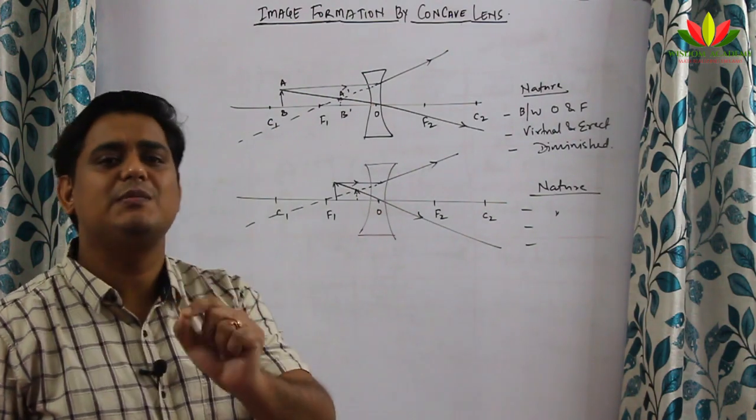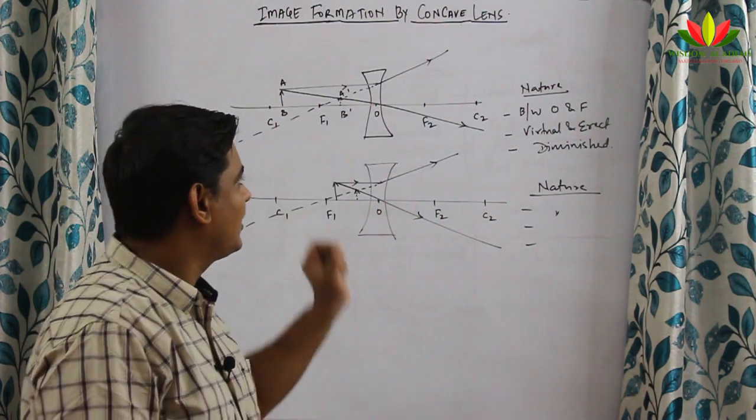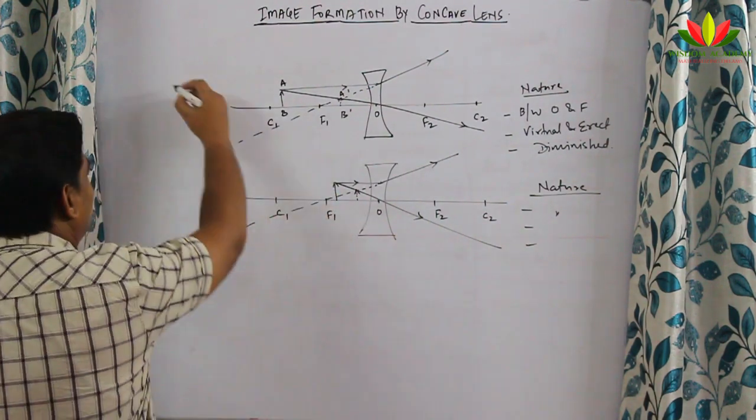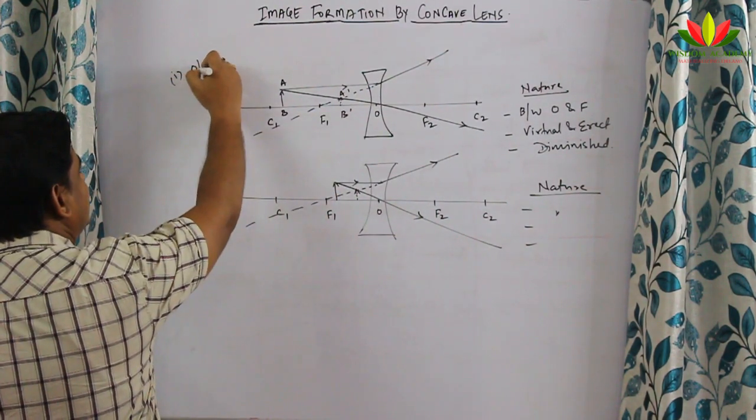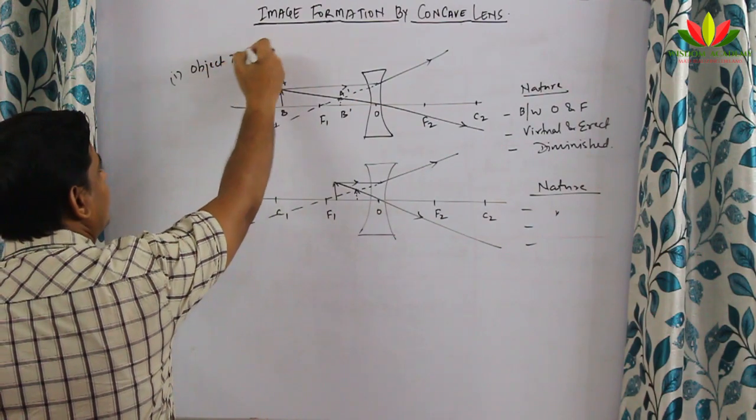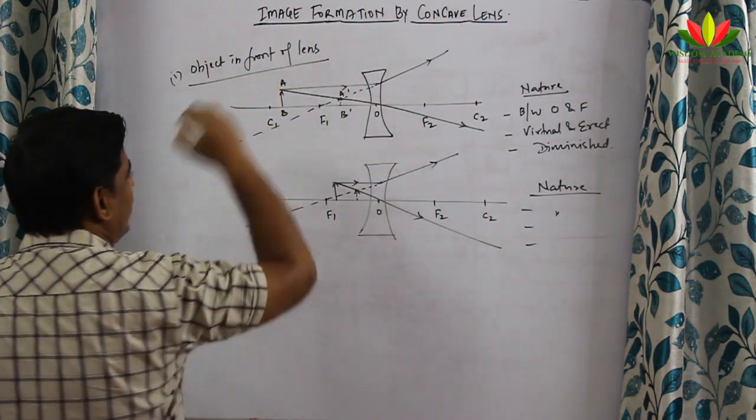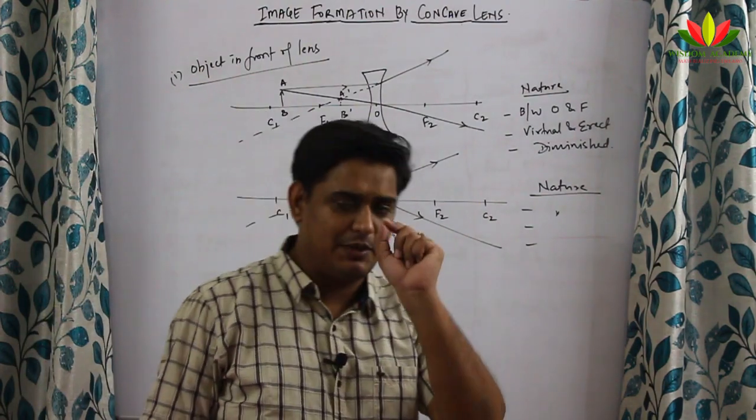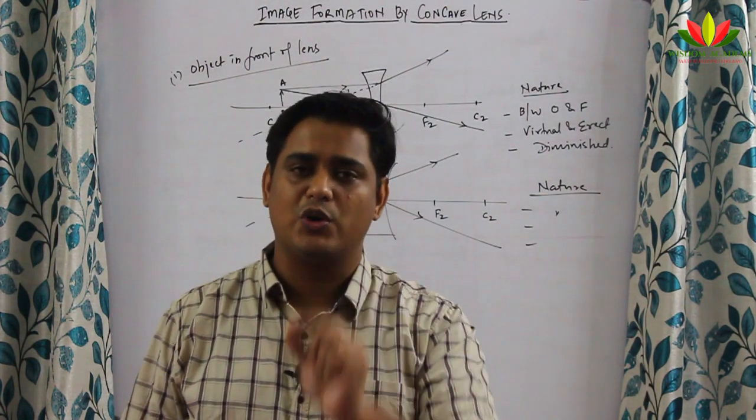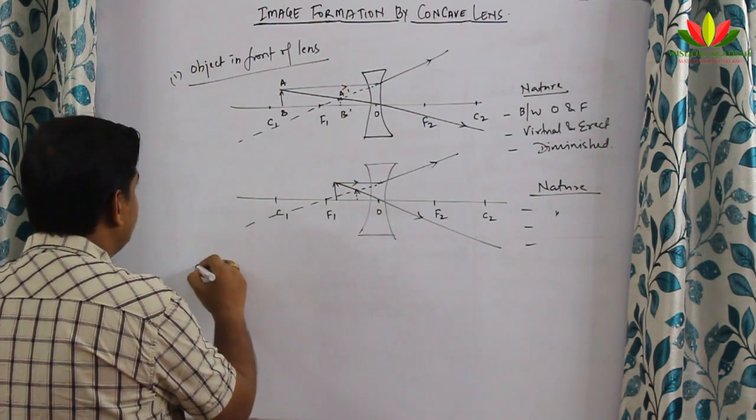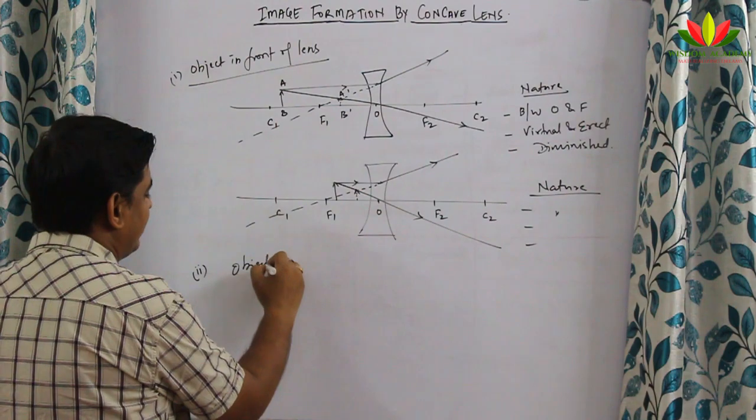So wherever you keep the object in front of a concave lens, you will get the same nature of image. So for the first case, the object in front of the lens, the image will always be between optical center and focus, virtual and erect and diminished. The second case which is possible is when the object is at infinity.